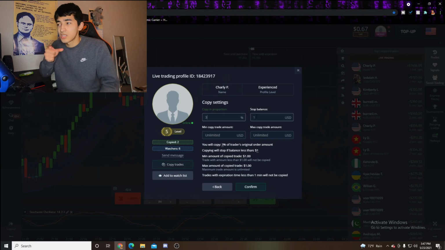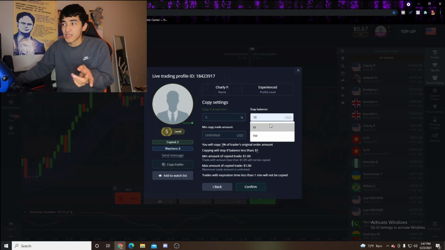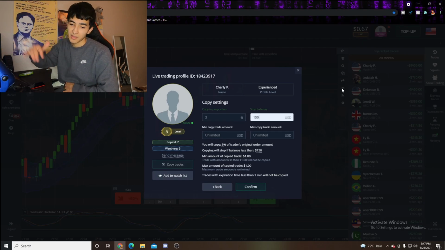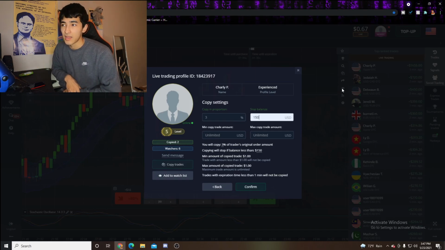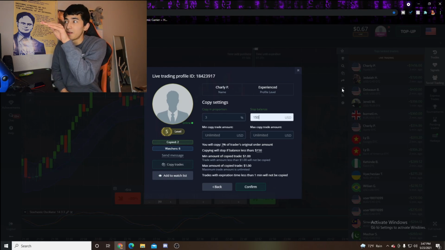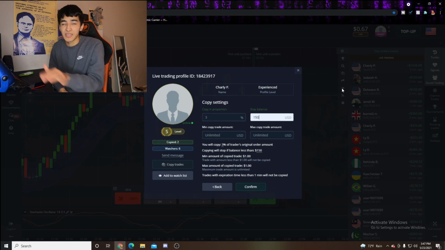So yeah, you can fiddle with it and figure out what you like. You can also set a stop balance. So say your account is at 200, 300, and you don't want somebody who's just doing badly consistently to waste all your money if you're copying them, this is what you want to do. Say I had $200 and they did a couple unsuccessful trades, and my account went down to $150. It would stop copying them. So that's really good.